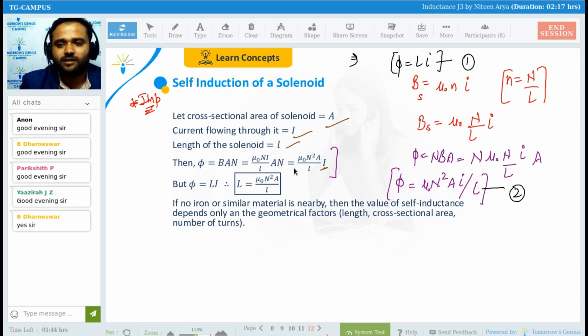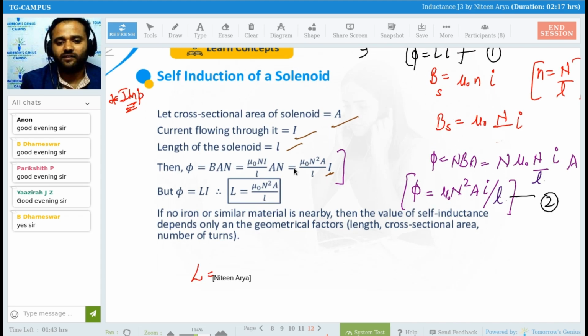Here L is inductance, and that's why I keep the length as small l. But capital L is inductance. Clear? Equating equation one and equation two, the inductance L is nothing but mu naught N square A upon l. And you can see there is no I, no B, and that is constant, independent of magnetic field, independent of current.